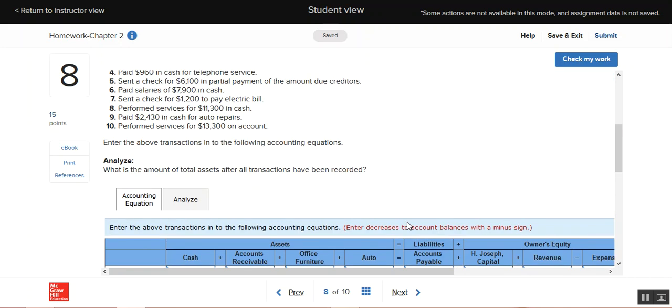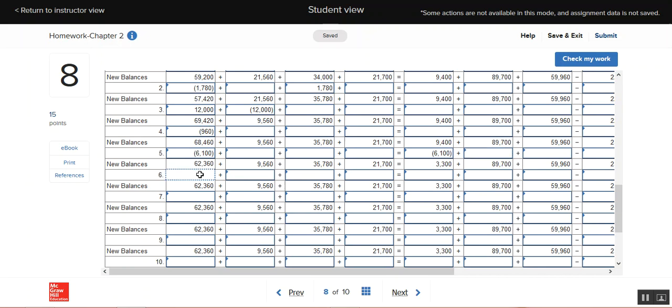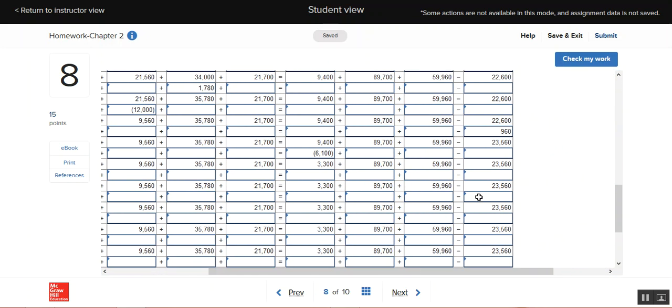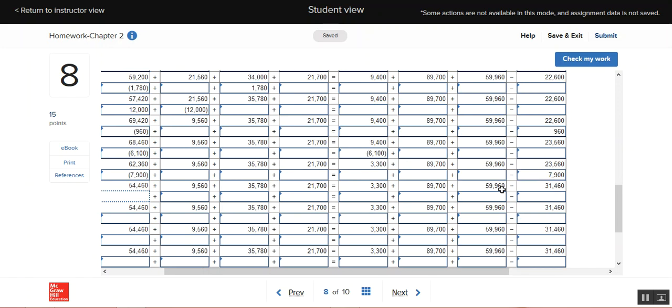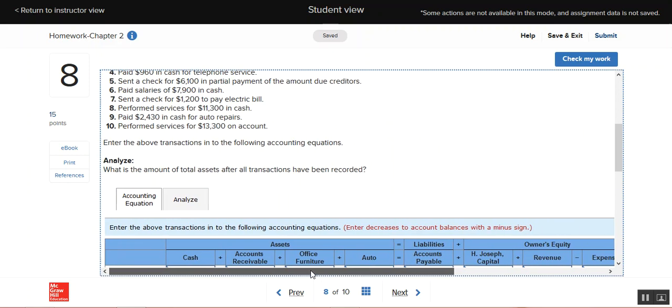Number 6, paid salary, $7,900 in cash. Paying out a lot of cash, so that's a subtraction in the cash. And all the way over to here, $7,900 under expenses, and again it's a subtraction, but they put the minus sign in for us. Oops, I need to scoot over a little bit.